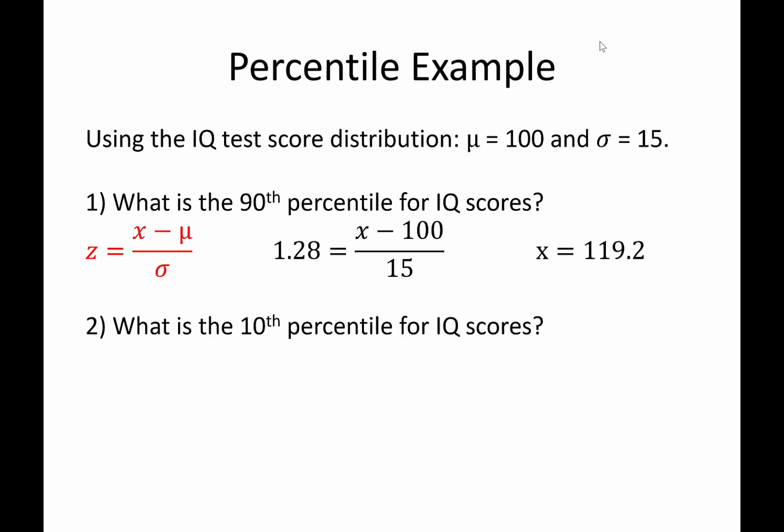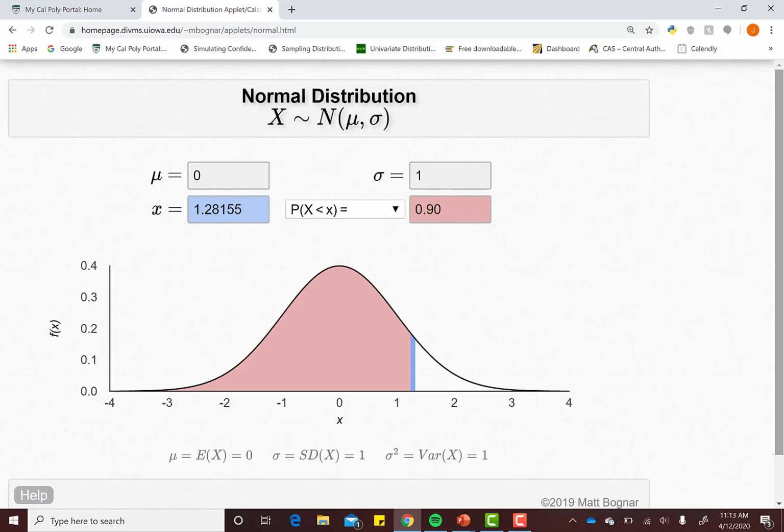Now let's do this second example. Let's find the 10th percentile for IQ scores. So we're going to go back to our normal distribution calculator. And in this normal distribution calculator, the only thing we're going to change is that percentile that we're interested in. Instead of 90, we're now interested in 10%. And what we'll notice is we have a z-score of negative 1.28. So it was the same exact value as we saw for the 90th percentile, except now it's negative.